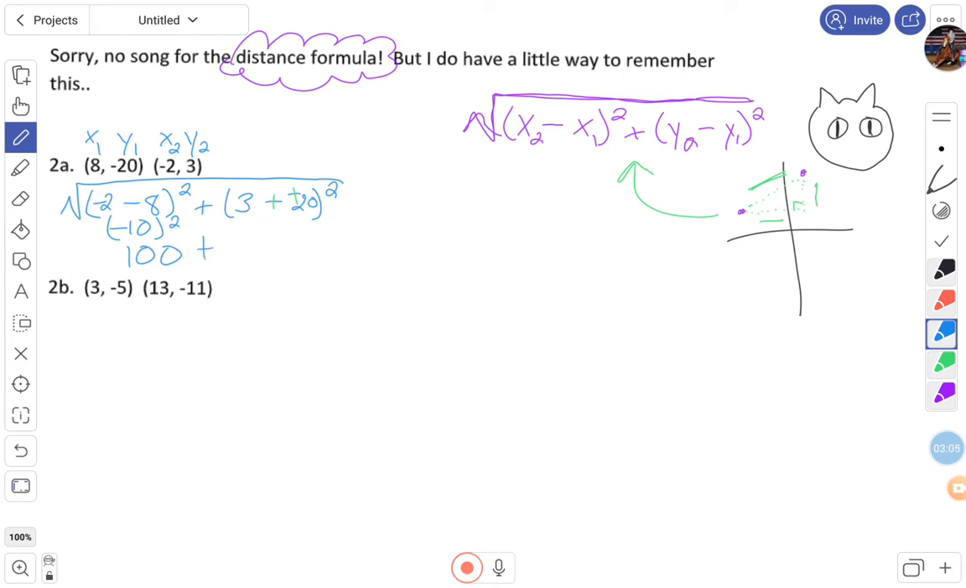Let's see, then we have 3 plus 20, which is 23 squared. And who knows what 23 squared is off the top of their head? Anyone? Yeah, me neither. I had to plug it in. It is 529. So those two numbers are being added together, and they're both still under the radical sign. So if I add 100 and 529, I get 629.